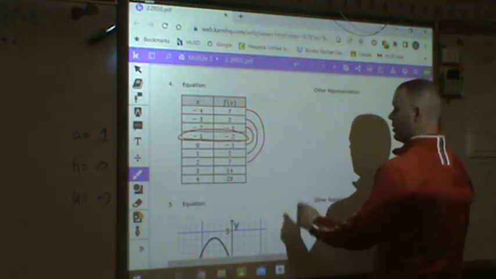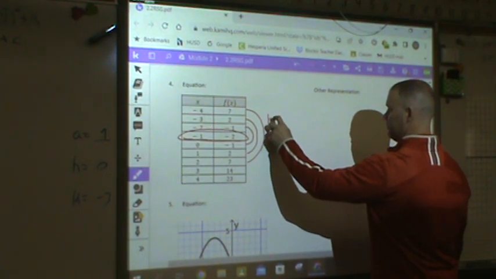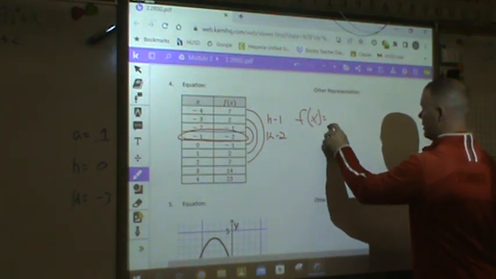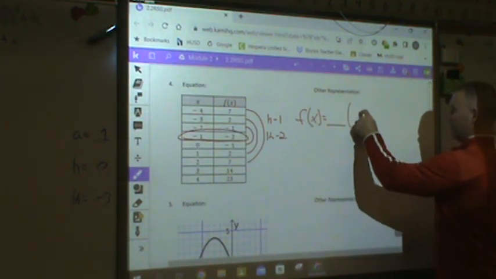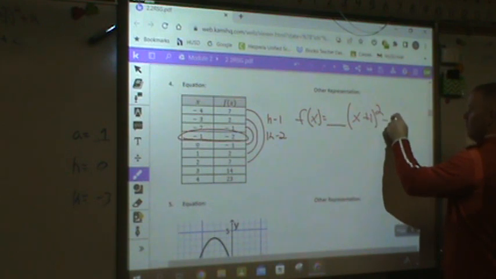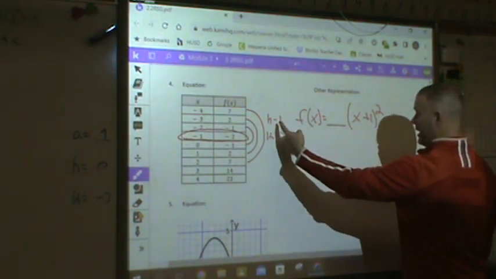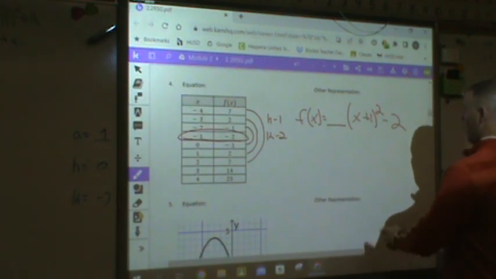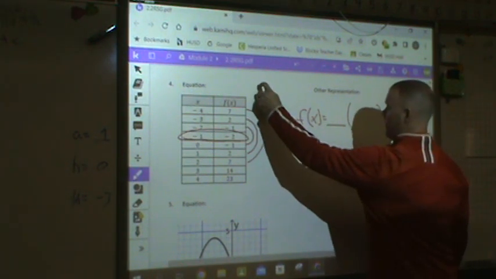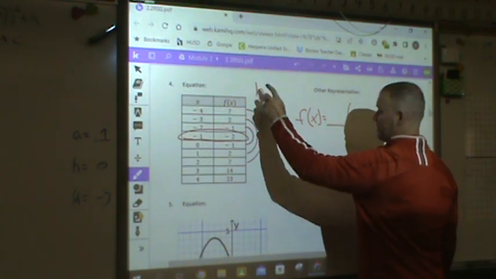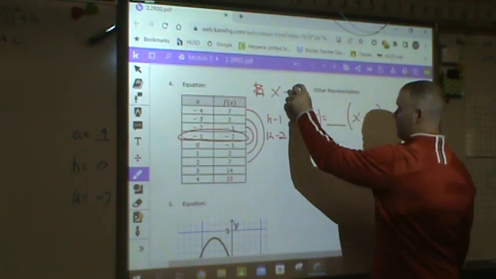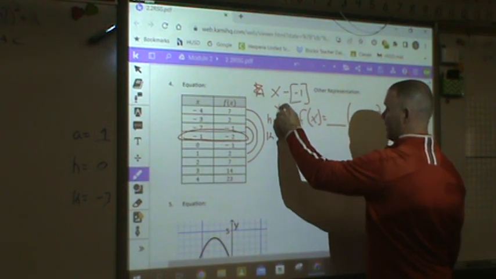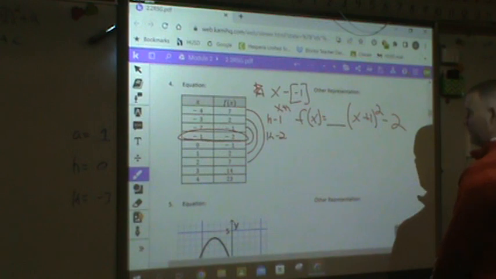It's in the middle. So my h is -1, my k is -2, so f of x is going to be equal to, leave a blank for my a value, x plus 1 squared minus 2. Remember, if this is -1, this should say +1, okay? It looks like it's opposite, but where the plus comes in is when you say x minus whatever value h is, minus a minus turns to x plus 1. That's why it has to be x plus 1.